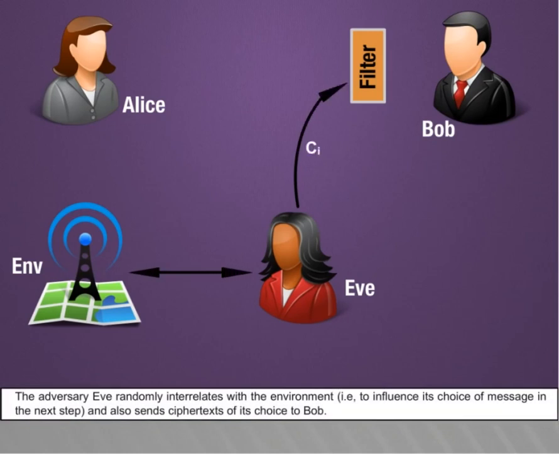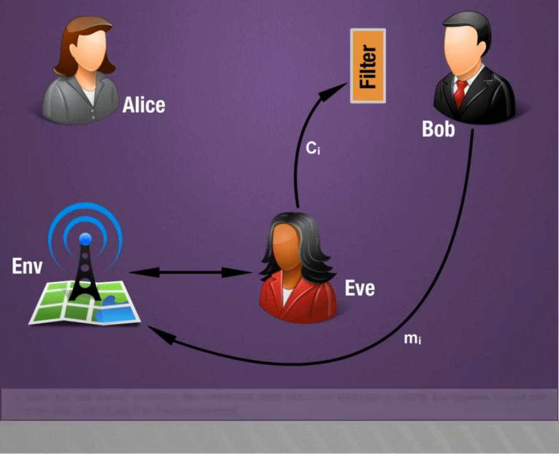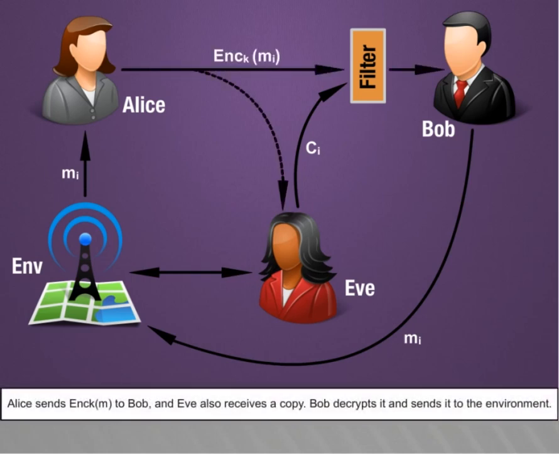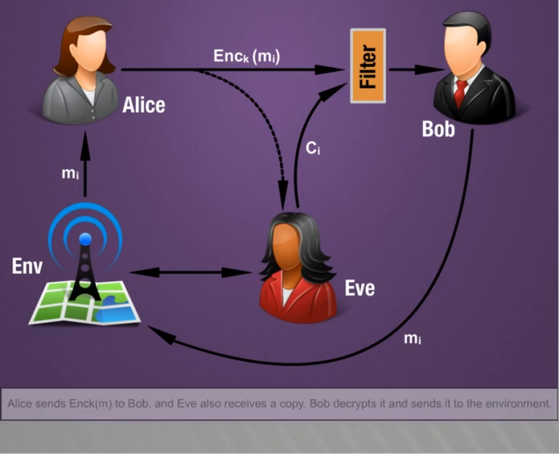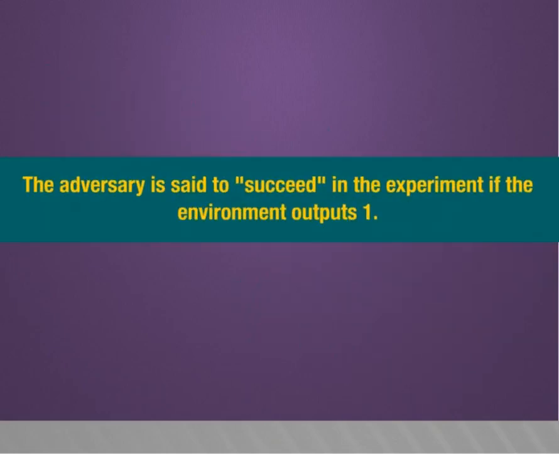The adversary Eve randomly interrelates with the environment, that is, to influence its choice of message in the next step, and also sends ciphertext of its choice to Bob. If Bob has not earlier received this ciphertext from Alice, he decrypts it using the shared key or his private key and sends it to the environment. The environment sends a message M to Alice. Alice sends ENC K of M to Bob, and Eve also receives a copy. Bob decrypts it and sends it to the environment. The environment outputs a bit whether Eve caused a particular observable effect on the environment. The adversary is said to succeed in the experiment if the environment outputs 1.